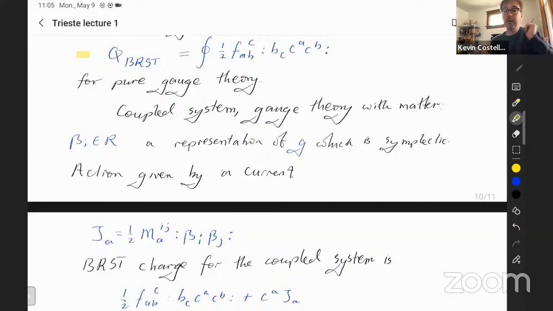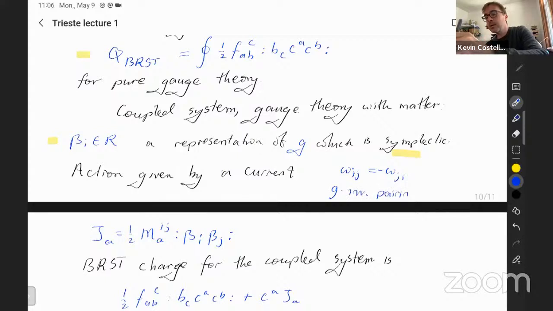So for the matter, if I started with a single hypermultiplet, I would have two fields, beta 1 and beta 2. So the most general picture is I should take my beta I, my matter fields, to be in a representation which is symplectic. That means I have some invariant tensor omega ij, which is antisymmetric. I'll give you some examples later.